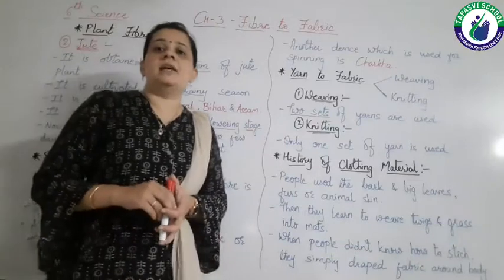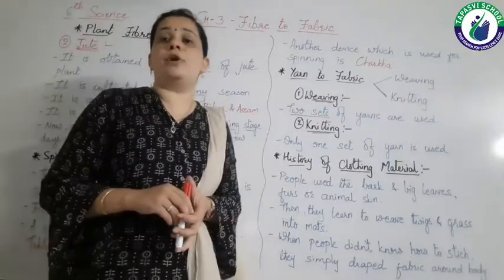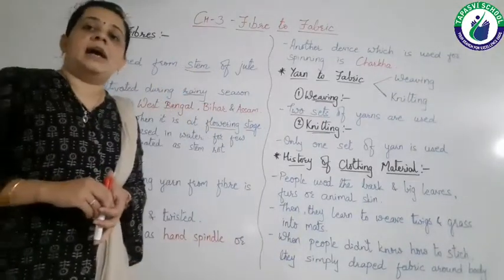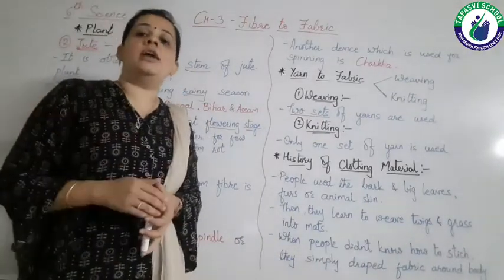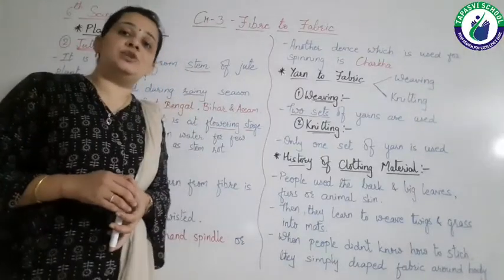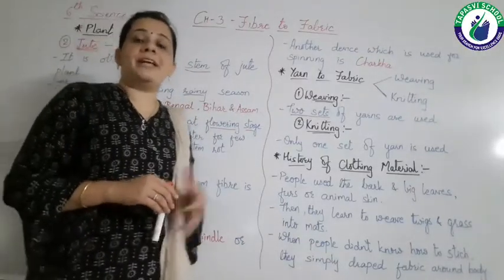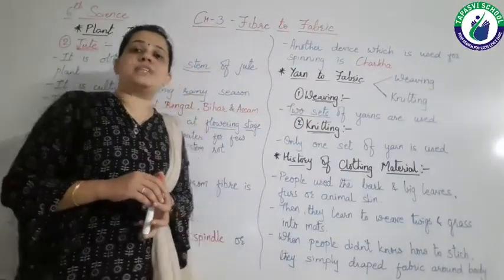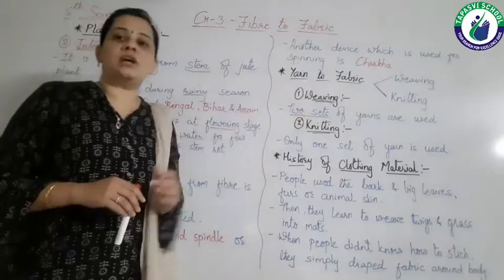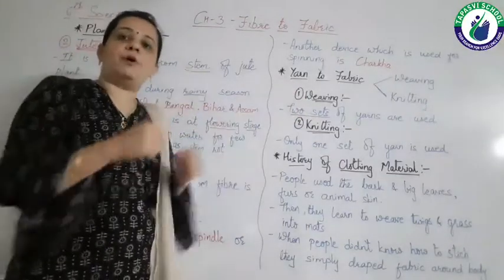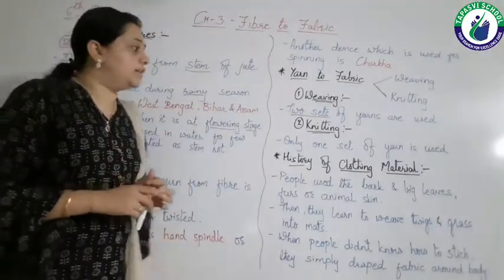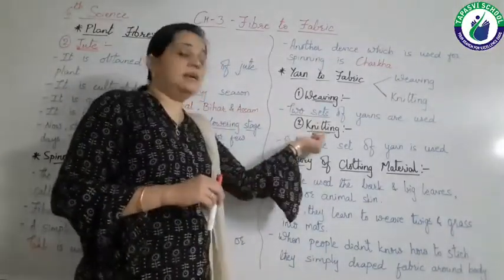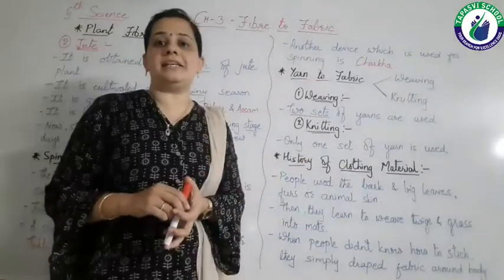Weaving is done with the help of looms, and these looms are either hand operated, or electricity is used to operate these machines known as looms. So looms are there to weave the clothes either with the help of hand or with the help of electricity, right? Okay, the second method is knitting.